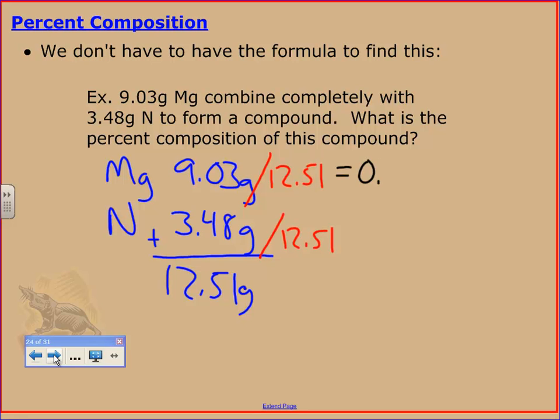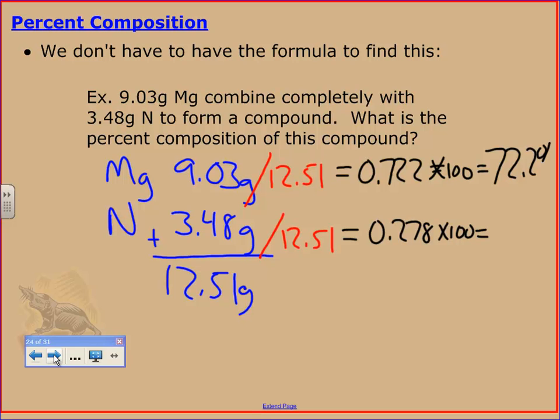So 9.03 divided by 12.51, I get 0.722. 3.48 divided by 12.51, I'm going to get 0.278. And then we're going to multiply those by 100, and that's going to give us our final percents. So I've got 72.2% is magnesium, Mg. Got to label them, got to know which one's which. And 27.8% is nitrogen. Pretty simple.